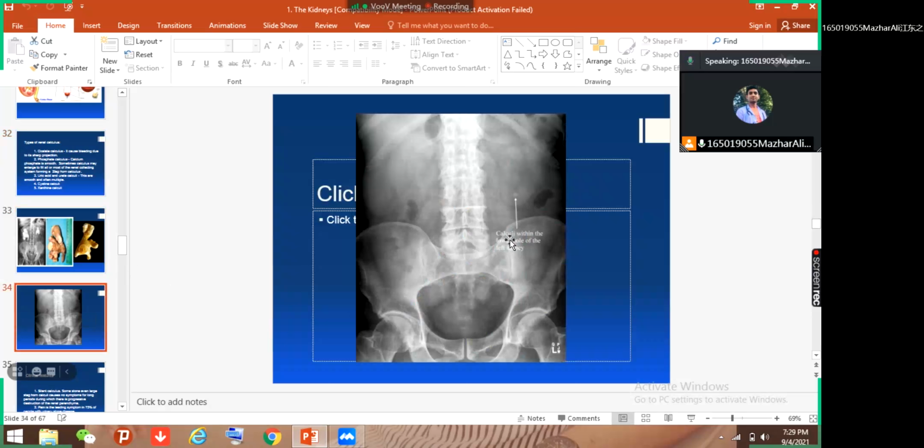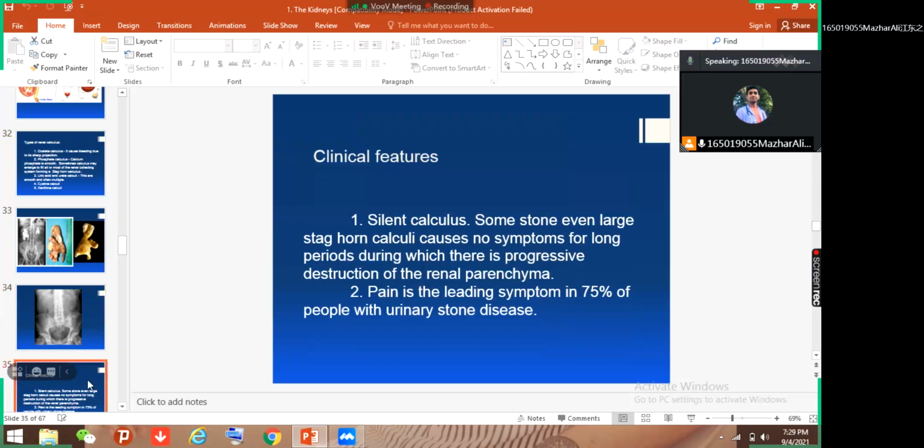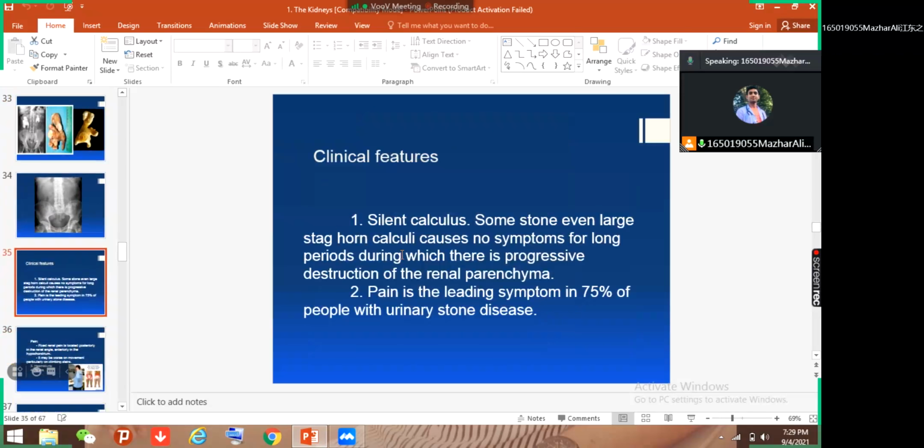And this is a calculus stone within the lower pole of the left kidney. See, in the small, this is the calculus. Now, what's the clinical feature? Now we will talk about the clinical features of renal stone or nephrolithiasis.